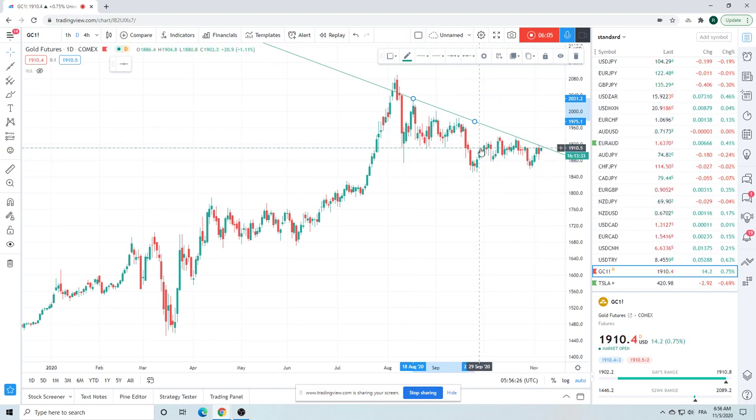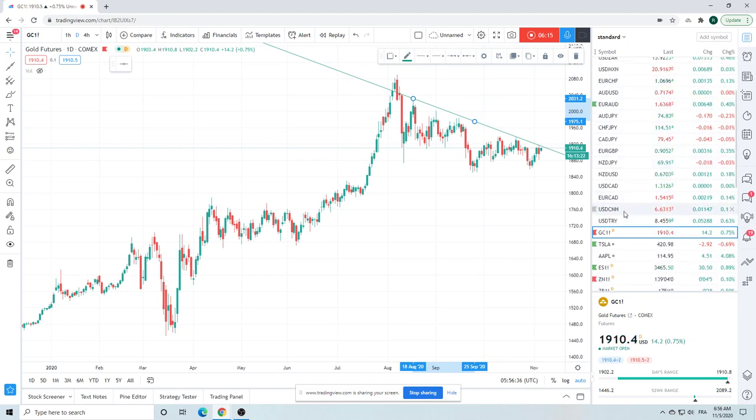Keep an eye on gold, especially if Biden wins and this sort of dollar sale theme probably continues. Anyway, gold topside looks decent.